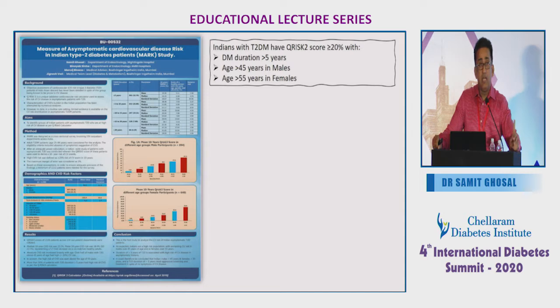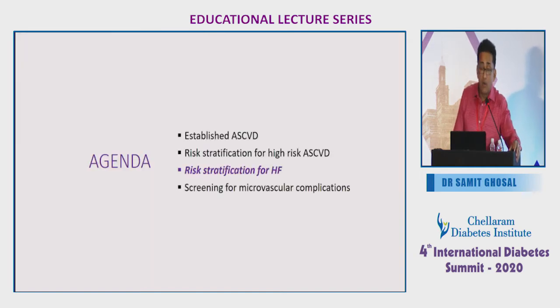We analyzed the cardiovascular risk using QRISK-3 in patients who do not have established cardiovascular disease. The high-risk group were the individuals who have type 2 diabetes duration of more than 5 years, males more than 45 years of age, females more than 55 years of age, who automatically have a QRISK score of more than 20%. So they have a more than 20% risk of developing heart attack or stroke. These are the risk factors from the Indian population, because whatever we heard of previously are from the Caucasian population. What about risk stratification for heart failure?